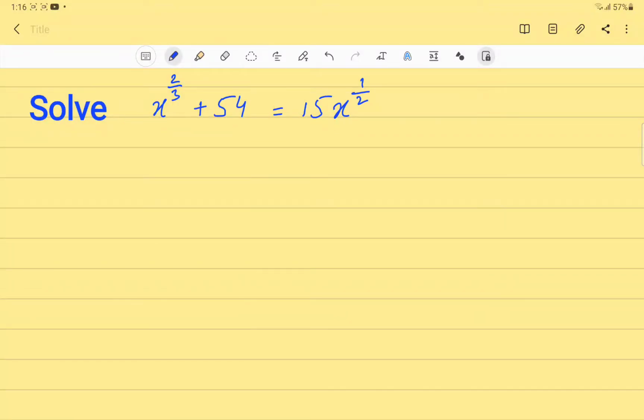Today we will try to solve an exponential equation which is x raised to power 2 over 3 plus 54 is equal to 15 into x raised to power 1 over 3. So let's get on with our solution.